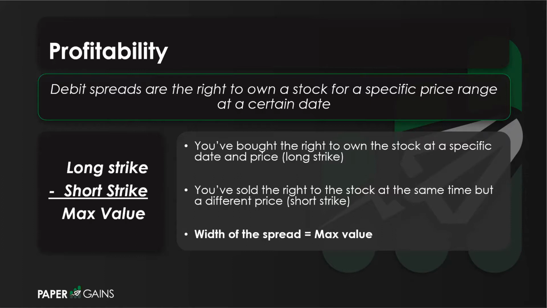$10 times 100, because each contract represents 100 shares. That's $1,000. So $1,000 is going to be your max value. So the width, however many dollars between your strikes, times 100, that's the max value of the trade.